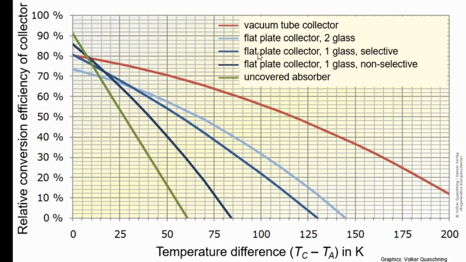Then we have two kinds of flat plate collectors, both with one glass, but one is called selective and the other called non-selective. Here the dark blue is that one, and the selective apparently is much better, and I'll explain to you now how this works.